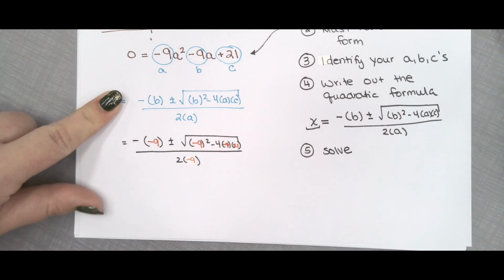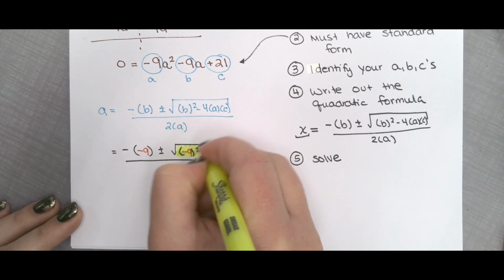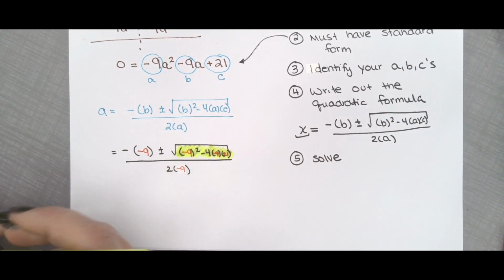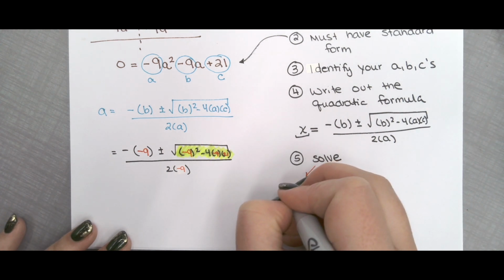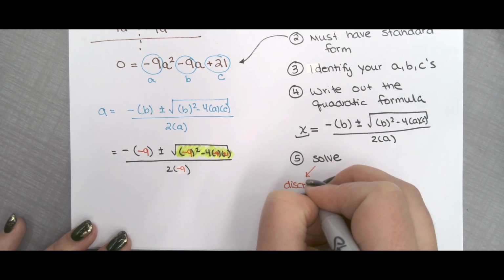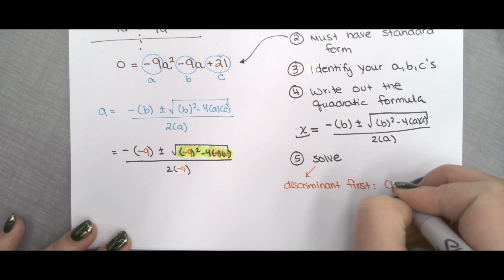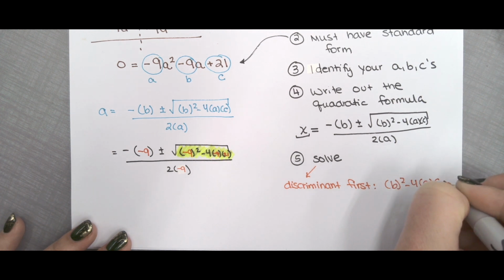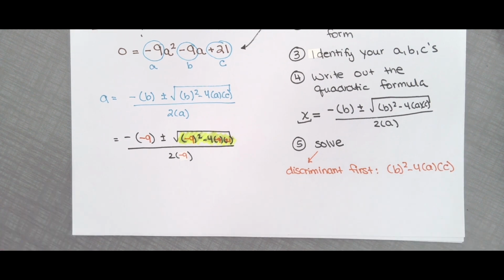Okay, why do we do the discriminant first? Because first we need to know how many answers there're going to be. So do this inside first, without the radical. I repeat, without the radical. So when you solve, do the discriminant first. And again, your b squared minus 4ac. If you get a number that's not negative, then you can proceed. If you get a number that is negative, you know there's not going to be a real solution, so don't bother solving the rest. Just write no real solutions.